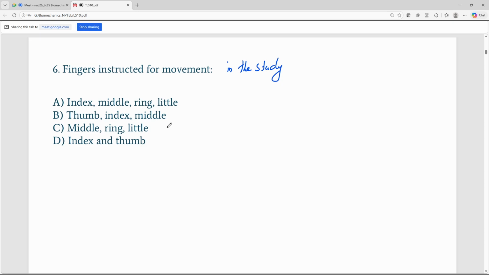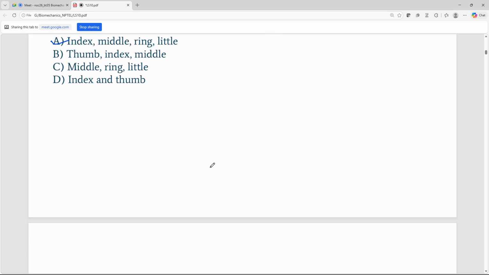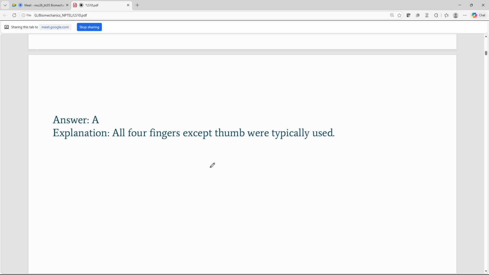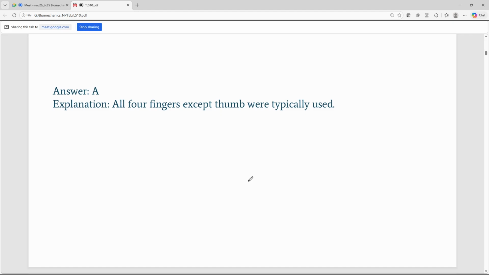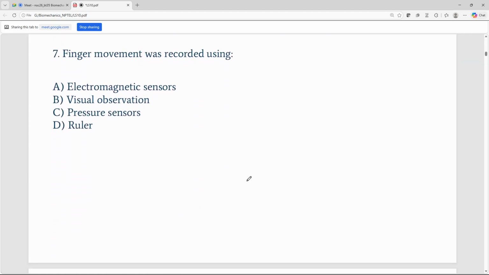Answer is option A, index, middle, ring and little. Option A, all four fingers except thumb. Next question.